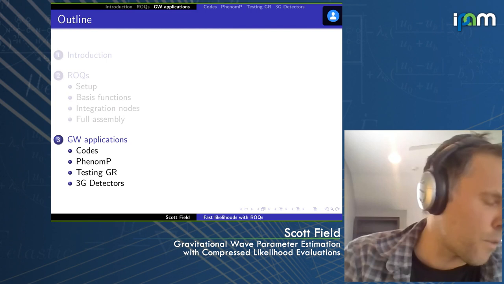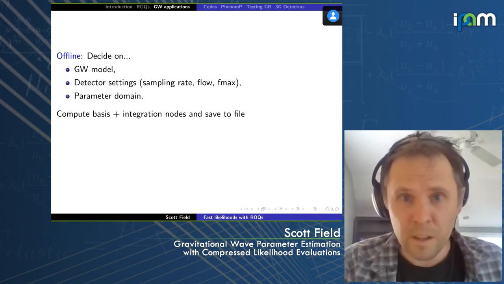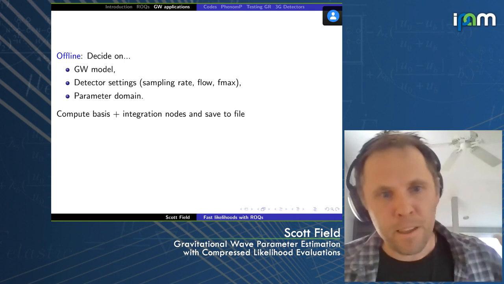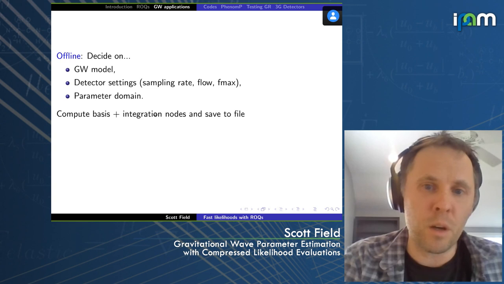Okay, so for the remainder, I guess 15 minutes or so, I'll briefly talk about different places where reduced order quadratures have been used to accelerate parameter estimation. The first thing to point out, which is somewhat of a drawback, is you have to decide on all of the settings ahead of time. So what's your model? What's the detector sampling rate, the F-low and the F-max, the parameter domain? But once you've done all that, you can go about computing the basis using the greedy algorithm and the interpolation nodes using the empirical interpolation framework.